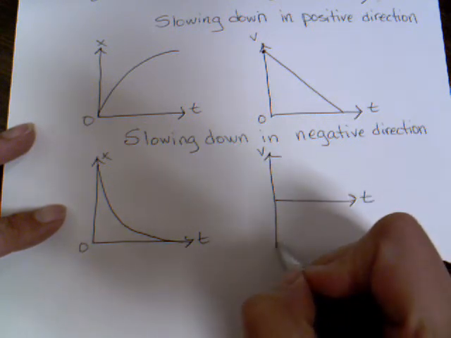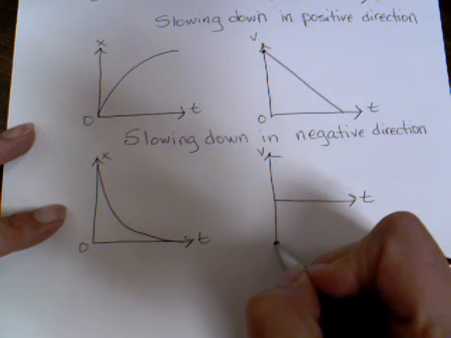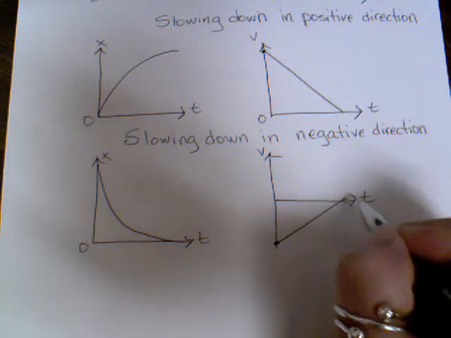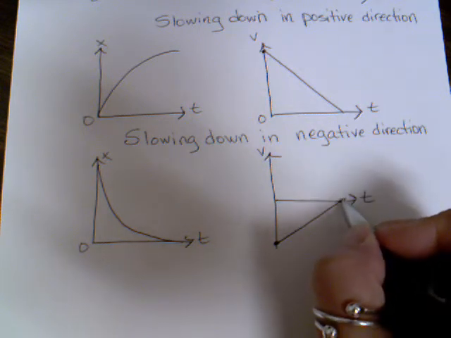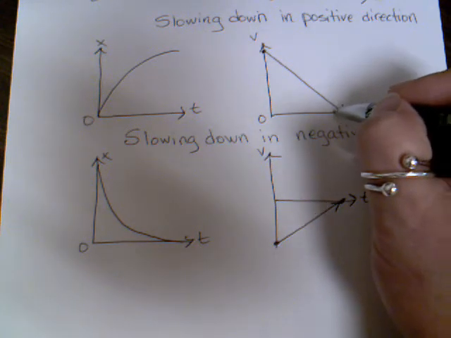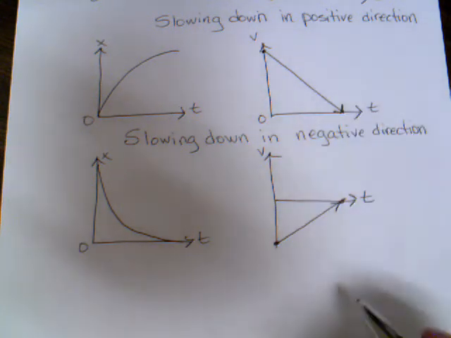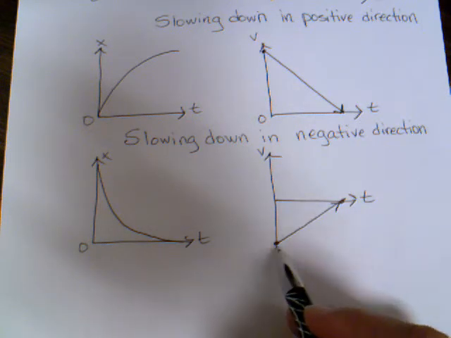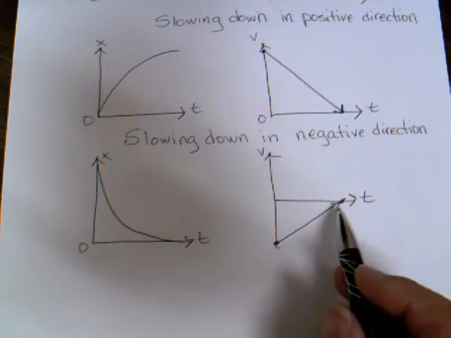Your velocity is going to be a linear graph. It's going to start down here, and it's going to head to 0 because you're slowing down. So it's headed to 0. This one was slowing down, headed to 0. So slowing down means they're headed to 0. It doesn't matter that it's down here in the negative direction. It's slowing down, so it's heading to 0.